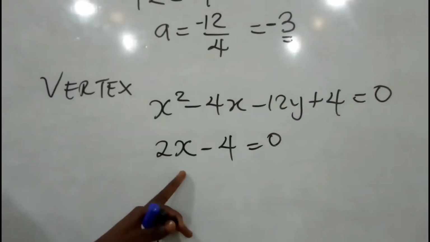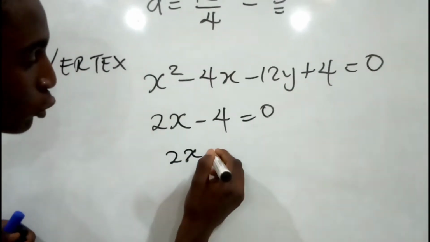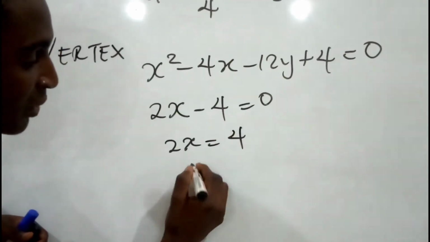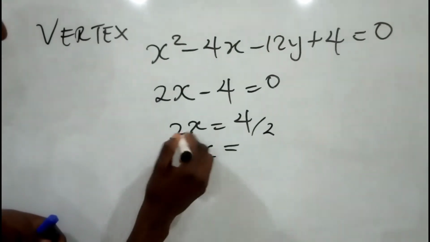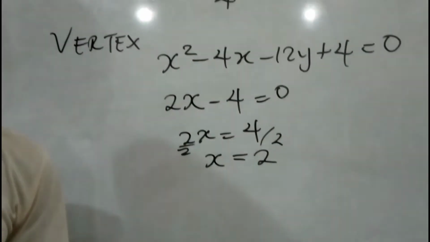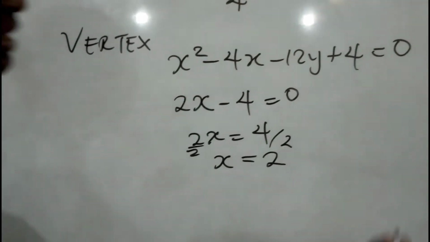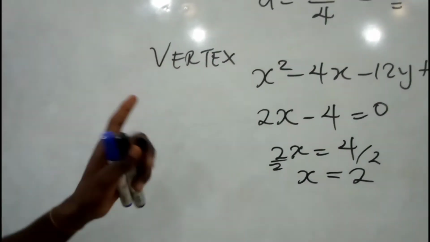So what you are going to do here is look for x. Then my 2x will be equal to 4. Therefore, x will be equal to 4 over 2. Divide both sides by 2. x will be equal to 2. Now, since x is equal to 2, let's take that down. We want to look for the value of y.